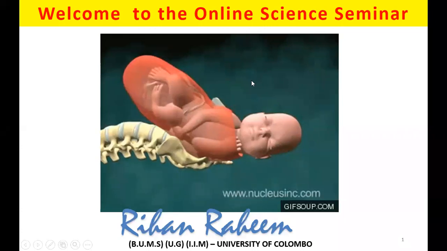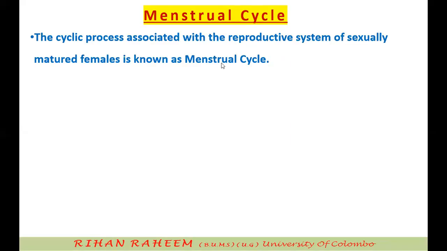Okay, then we'll move to our first topic today. It is related to the menstrual cycle. We know that the menstrual cycle is a cycle which is only related to females. It is a cyclic process associated with the reproductive system of sexually matured females. This is known as the menstrual cycle. Now, why do we call sexually matured? The female has to reach puberty.